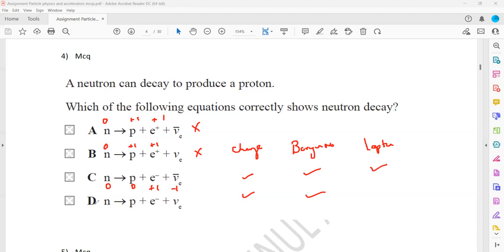But what about this option D? Electron is +1 and electron neutrino is also +1. So the lepton number is not conserved for equation D. That's why C is the right answer.